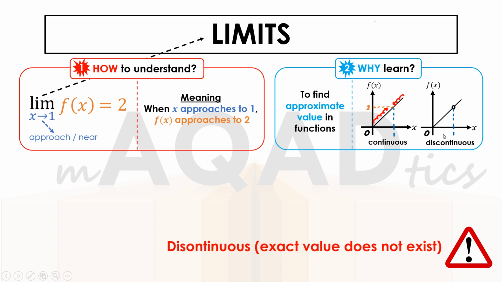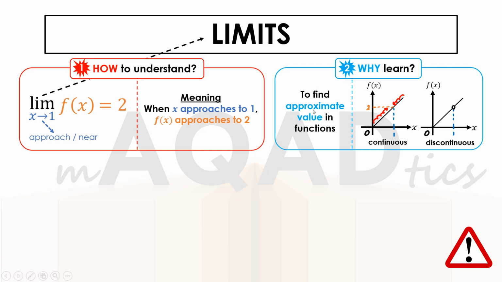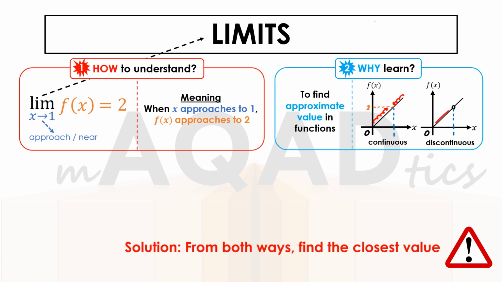For example, like this. You can see that where x equals 1, there is this blank dot here, which means where x equals 1, f of x is undefined. There's no answer. So what we need to do is find the approximate value. So how do we find the approximate value? We approach from both ways first, find the f of x value which is close to this blank dot. Let's say 1.9 and 2.1. But eventually, if we move closer and closer, they will reach a value which is 2.